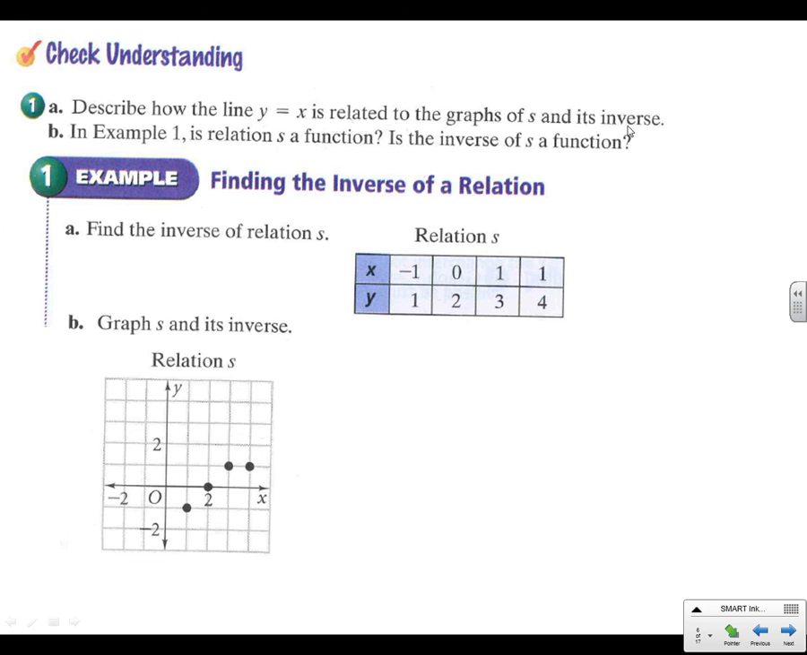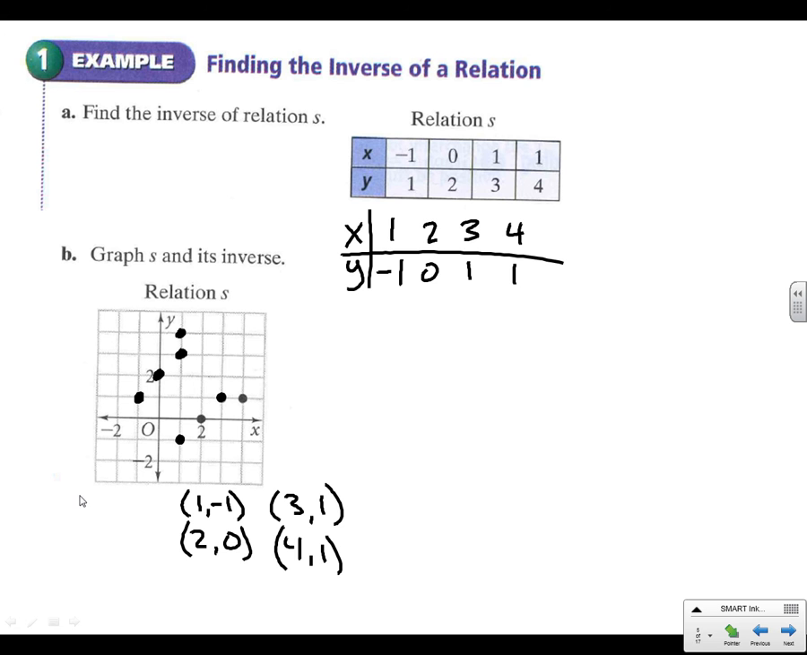All right? So your skills check on this one is to describe how the line y equals x is related to the graph of S and its inverse. If you look back at here, the line y equals x, how does that relate to inverses?